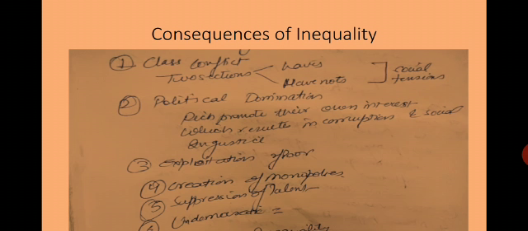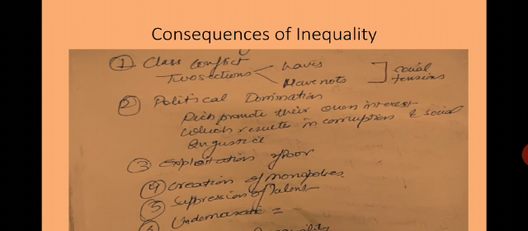The next one is exploitation. Rich people exploit poor people because they know that they are not in a position to say anything in the present economic structure. So there is a possibility of exploitation of the poor by the rich people.